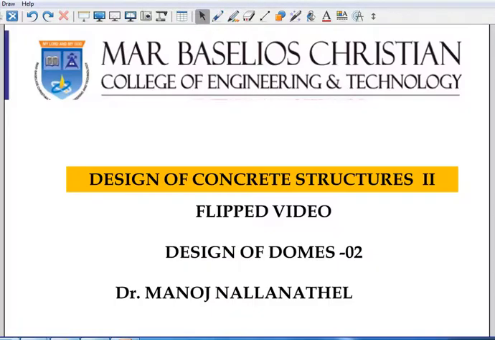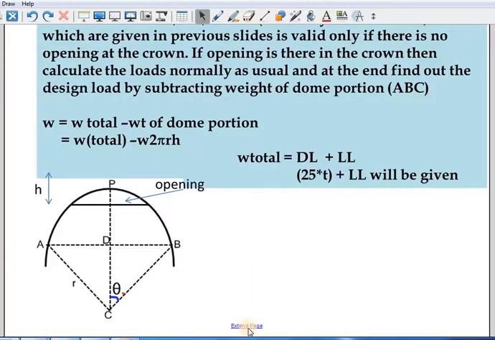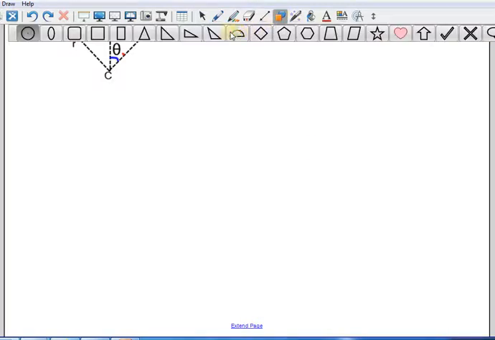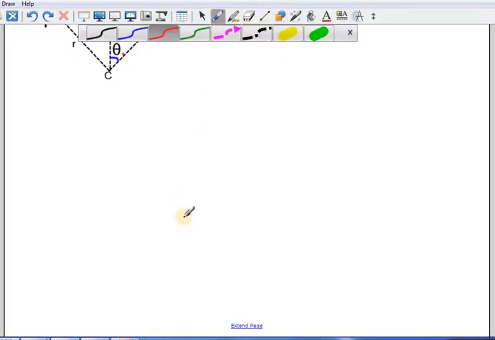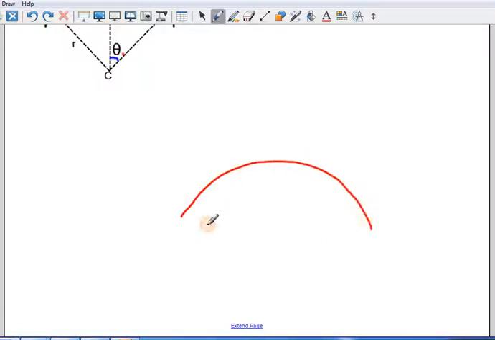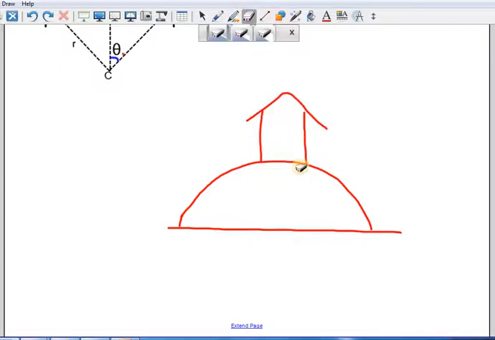But in usual practice, as I told you before, there can be some opening at the top. For example, if this is a dome like this, and there is a lantern, as I told you before, for air or light and everything, they will create an opening here like this. So this dome is with an opening here. This portion will not be there in practice.